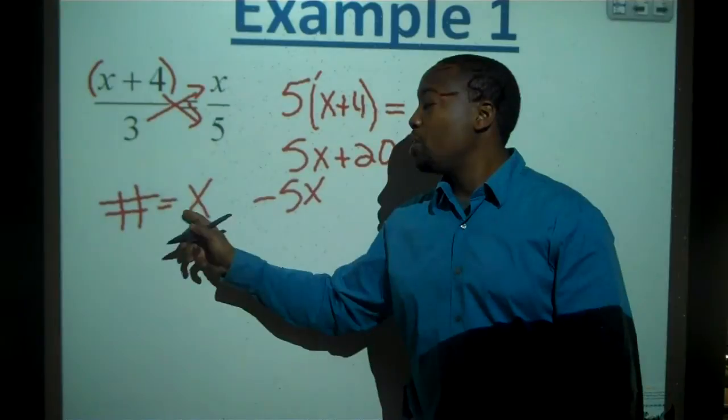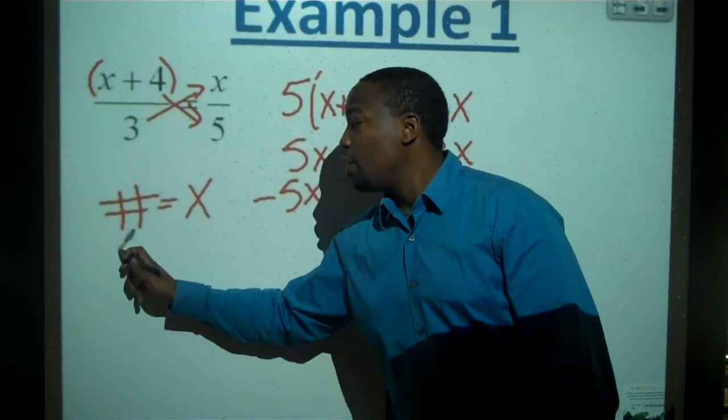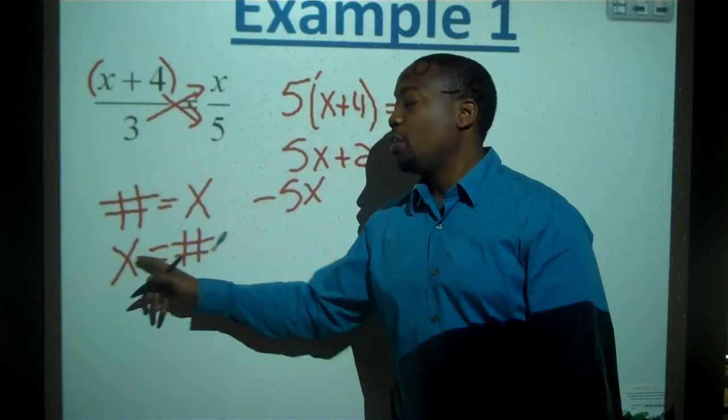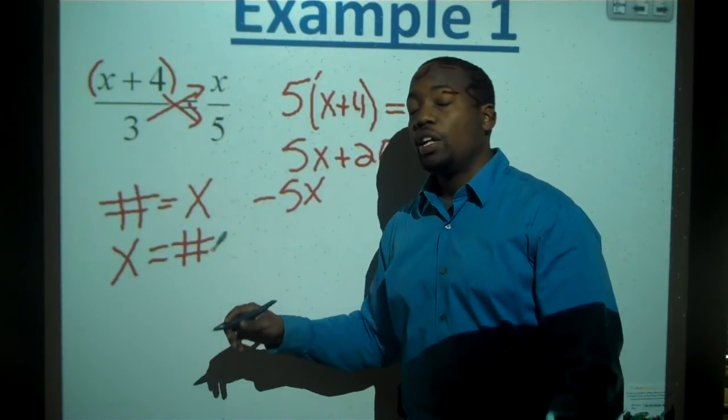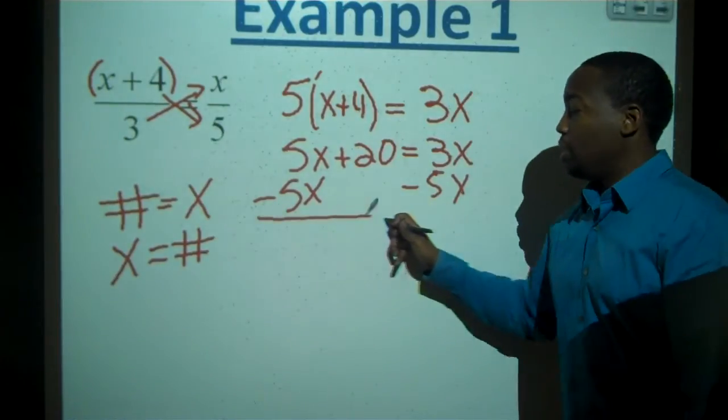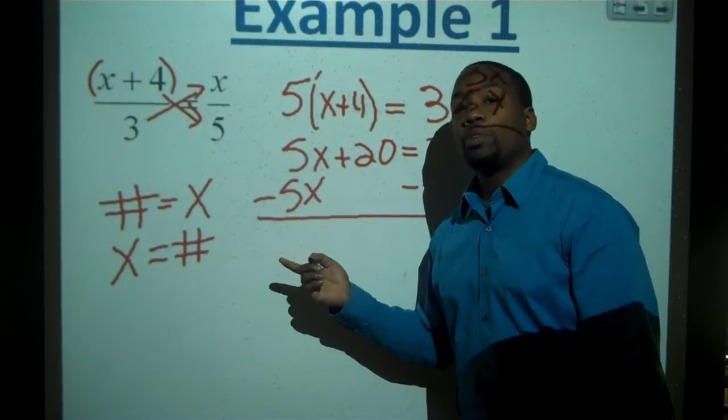Now it does not matter where I put my variable. I can also have a variable on one side and a number on the other side. But the number and the variable have to be on the opposite sides of the equal sign. That's the most important thing that you have to remember. Alright? So hopefully from here, everybody knows what to do.